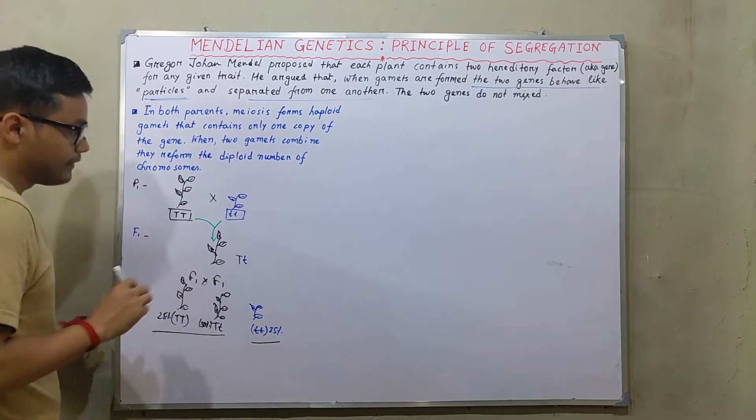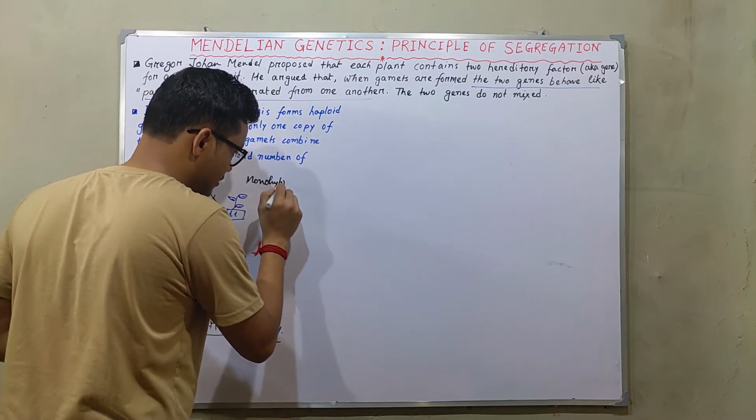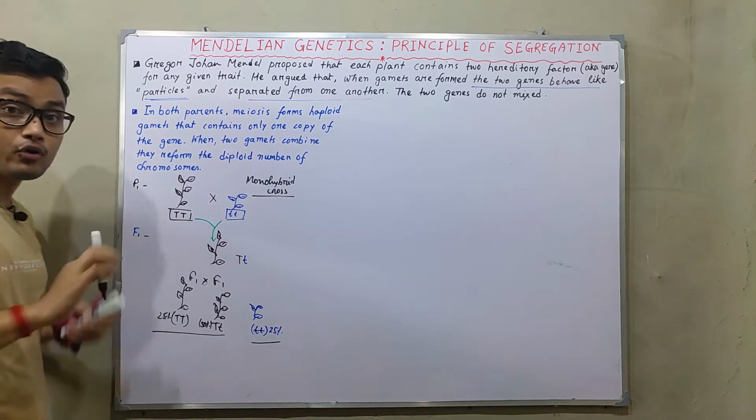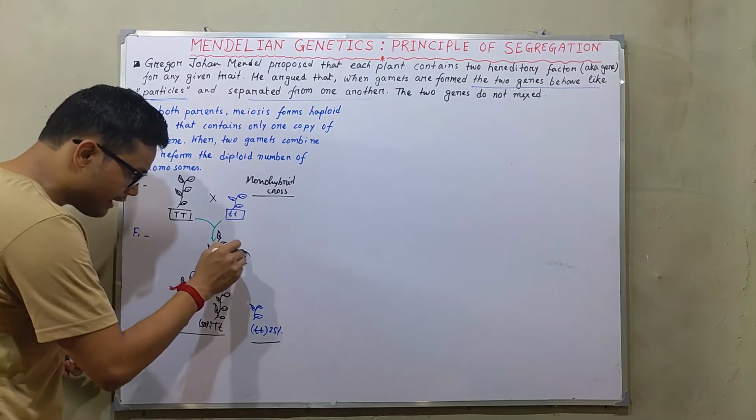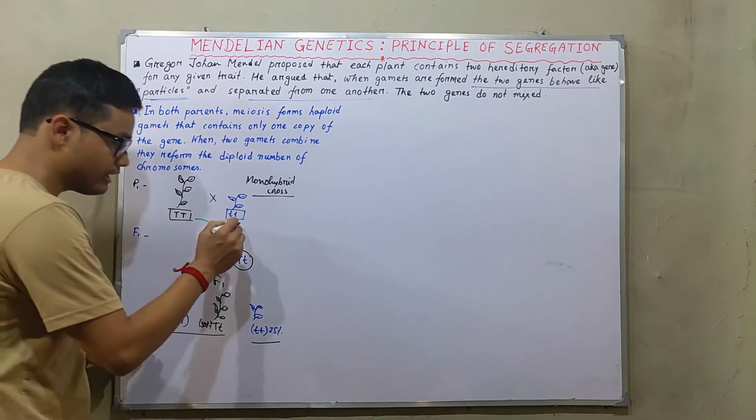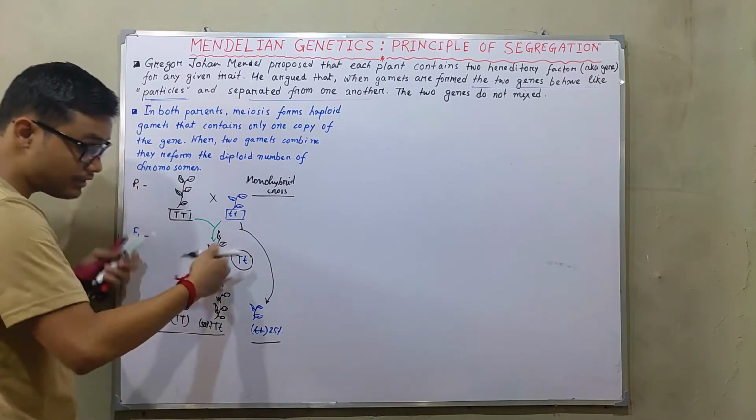So this is the monohybrid cross. In a monohybrid cross he observed that the short character, that is the small t, reappears in the second generation but not in the first generation.